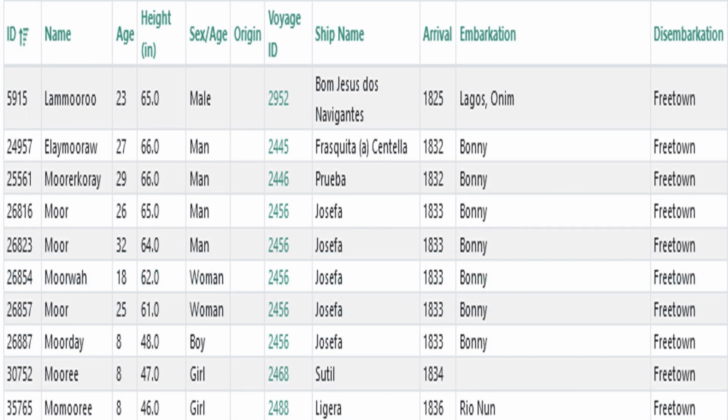So now we're going to look at names that have the M-O-O-R, and you can see that there is quite a bit of variety here. You see embarkation at Bonny. You also see Lagos mentioned here. You see a number of variants. You see Morde, Moree, Lamoureux. So you see quite a bit of variety here in terms of this name.